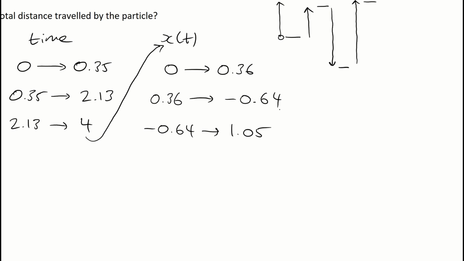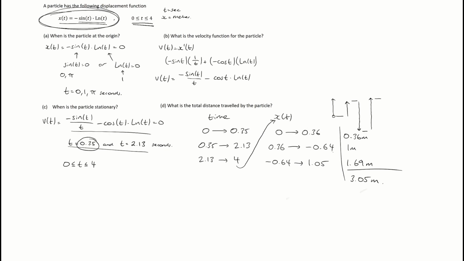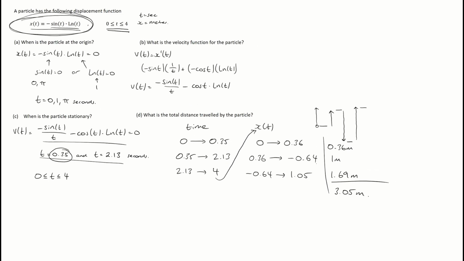Now, if you look at the total distance traveled in each of these time frames: from 0 to 0.36, we've gone 0.36 meters. From 0.36 to negative 0.64, we've gone a whole 1 meter. And from negative 0.64 to positive 1.05, we've gone 1.69 meters. So the total distance traveled, if you add these up, is 3.05 meters. That is how we would tackle this rectilinear motion problem.